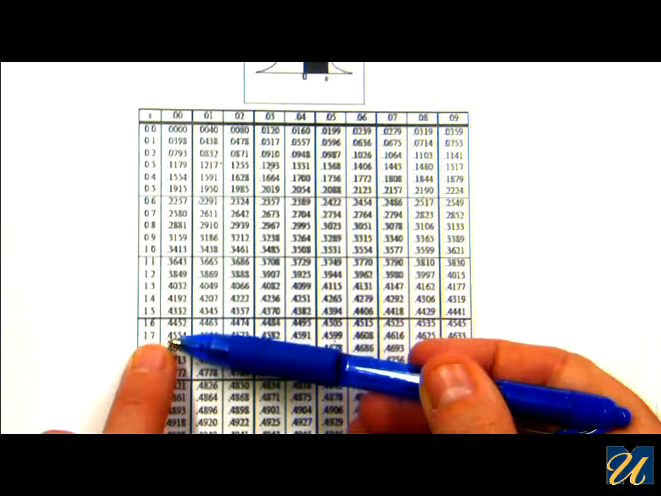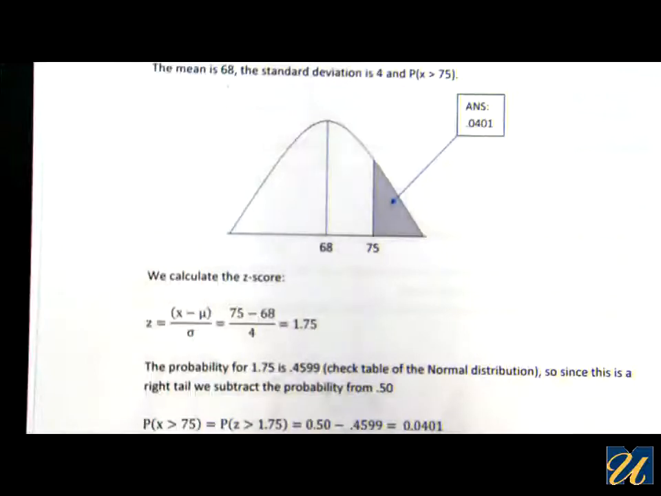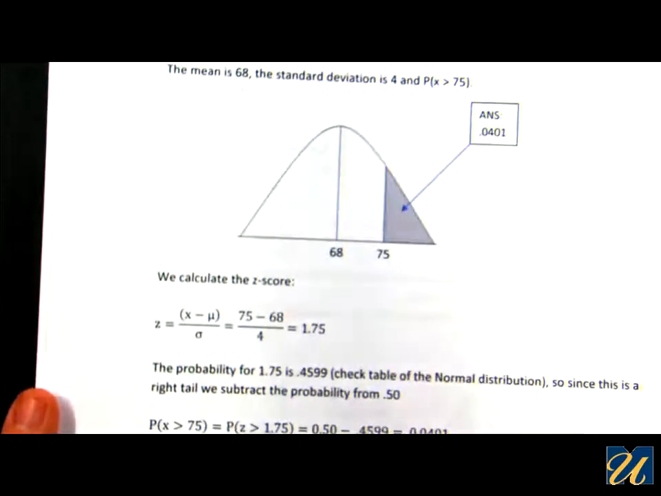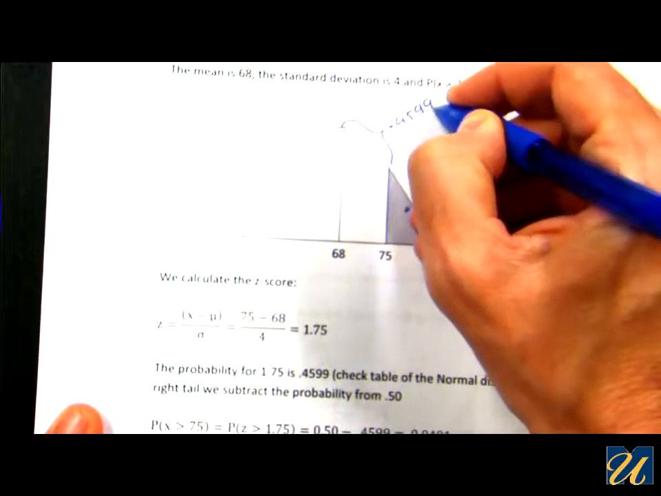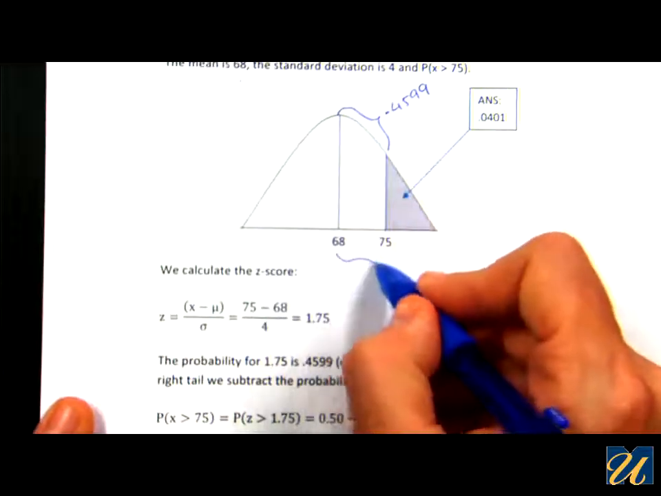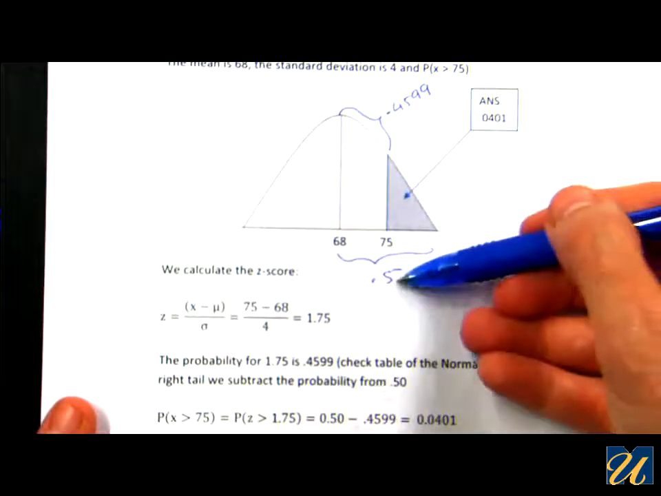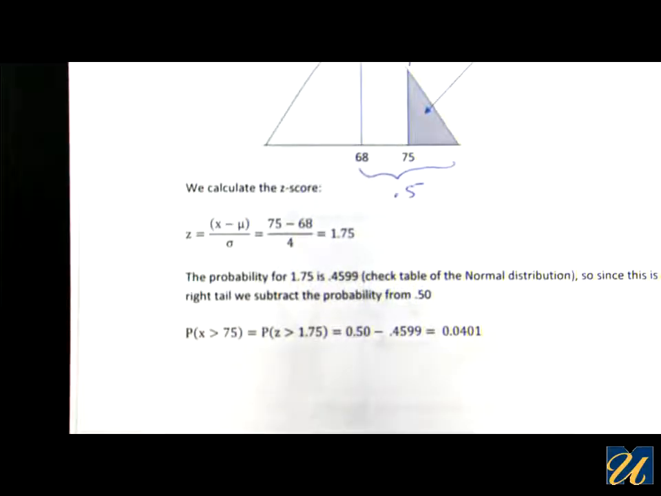1.7, and we move across to 0.5. 0.4599 for the corresponding probability. So this area here is 0.4599. This is not the area you're looking for, a tail. So this part is 0.5. We subtract 0.4599 from 0.5, so the probability that I'm looking for will be 0.0401.